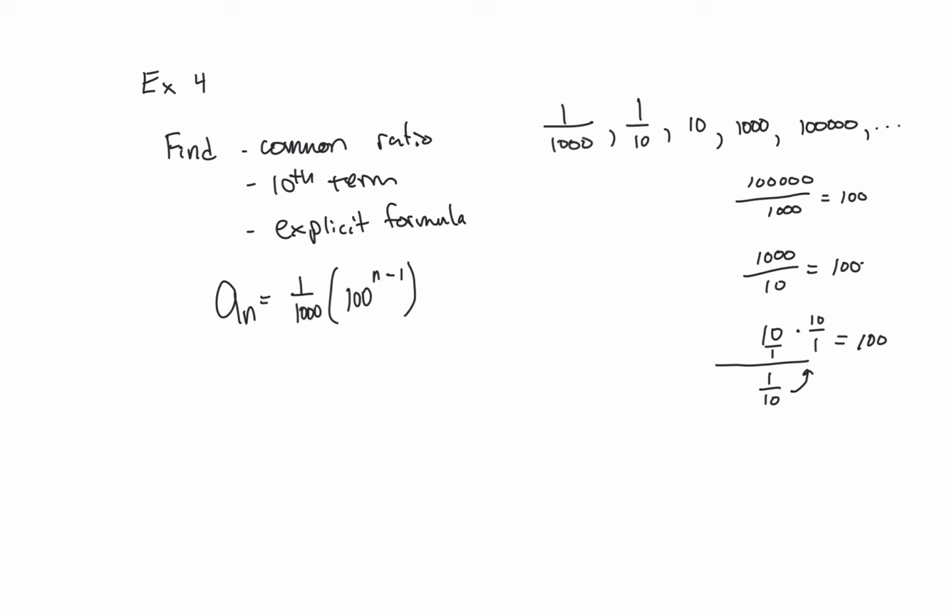So let's find our 10th term. So we're going to do a10 is equal to 1 over 1,000 times 100 to the 10 minus 1. So this seems like it's going to be a pretty big number. So I'm being very careful in my calculator with parentheses and things like that, as well as with fractions.